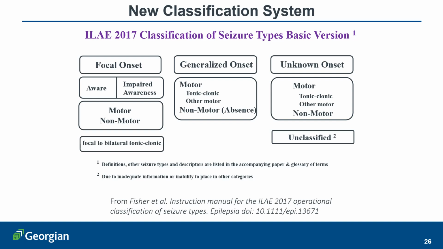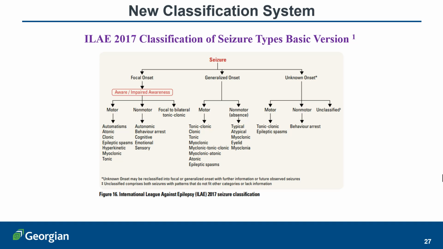So I don't want you to focus too much upon this, but this new classification system is what really should be used rather than the old one. Once again, focal onset versus generalized onset, and motor versus non-motor. Here's another flowchart that explains the new classification system for seizures.